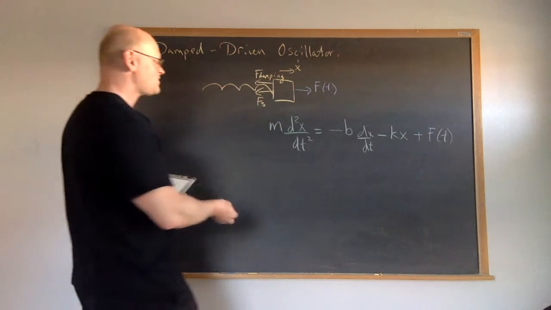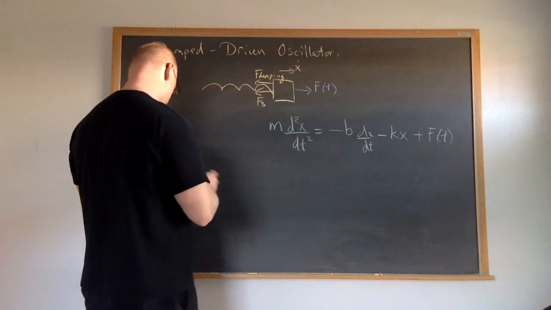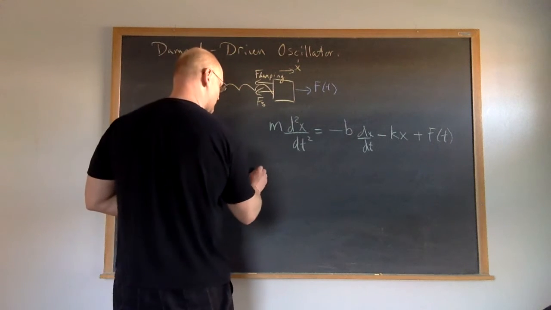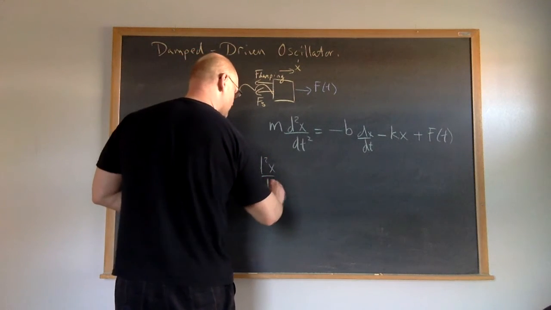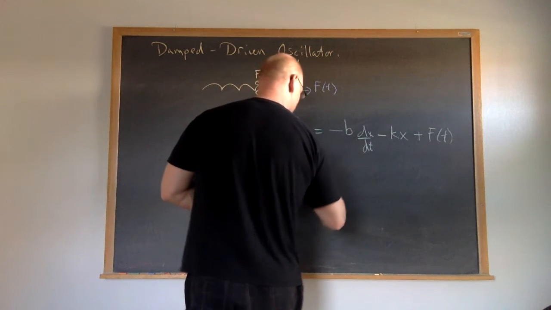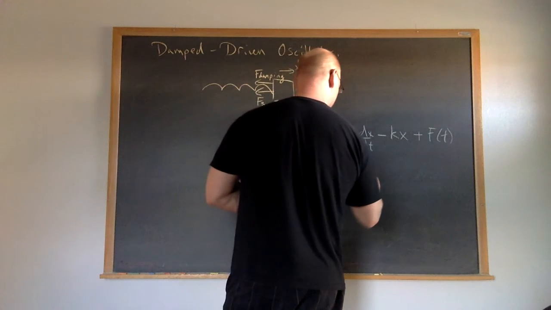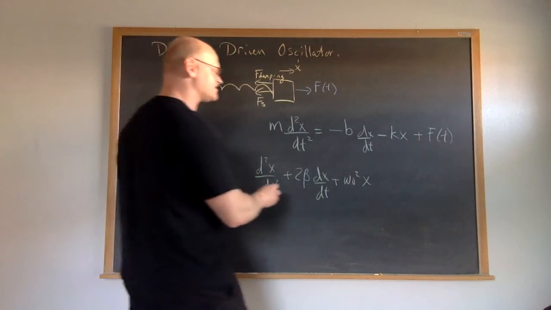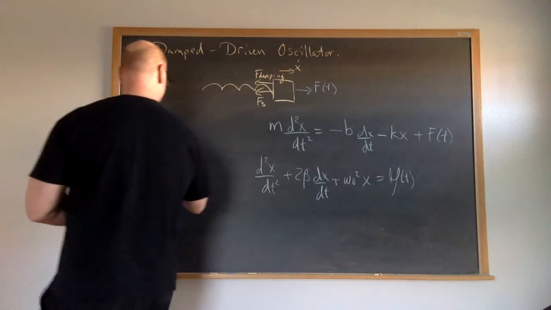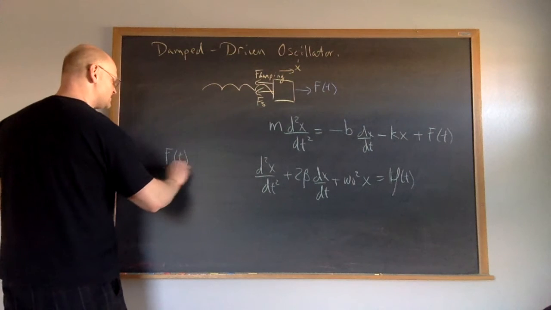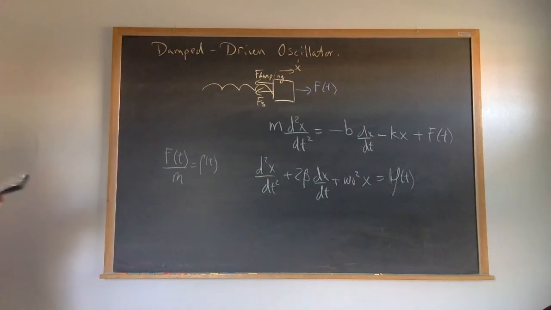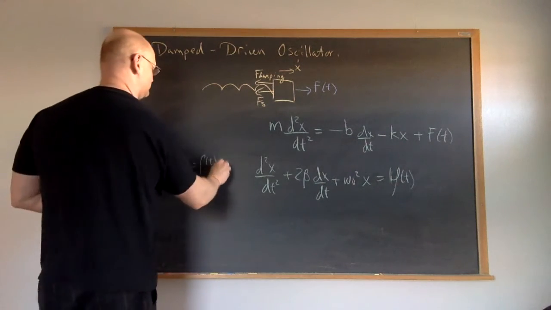Now, let's divide everything by m and rearrange everything. So in this case, we can rewrite this then as what? It's going to be the second derivative of x with respect to time plus twice beta times dx/dt plus omega 0 squared times x. So all this is our damped harmonic oscillator. But all this then is going to equal little f of t, where we're defining that little f of t is going to be big F of t per unit mass. So this is the driving force per unit mass.